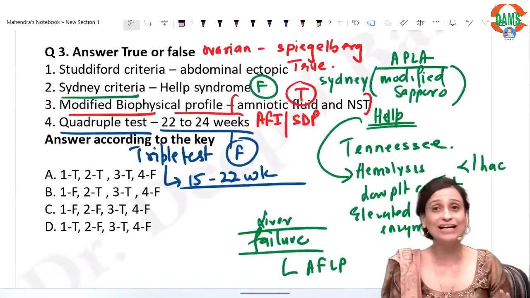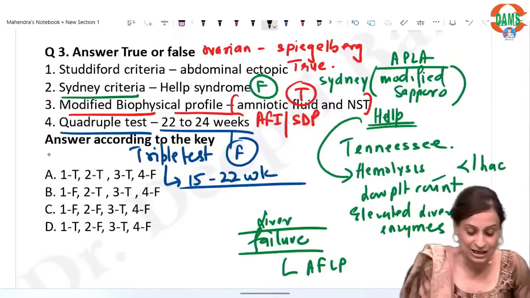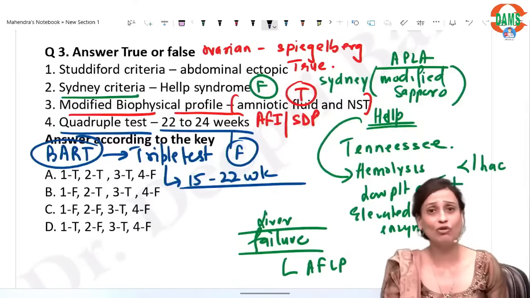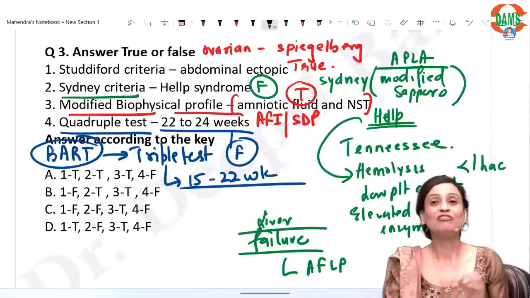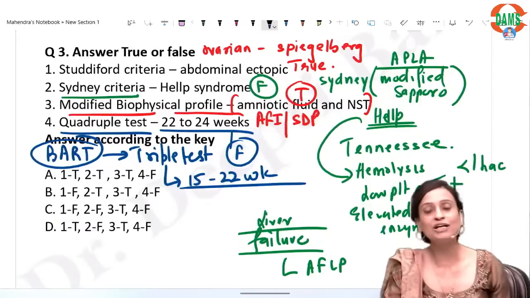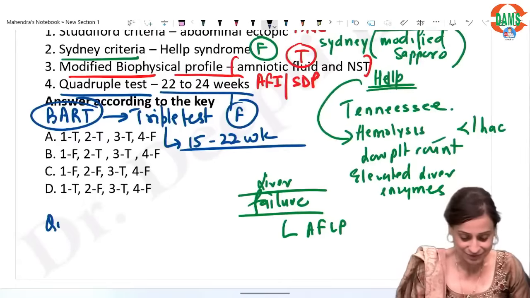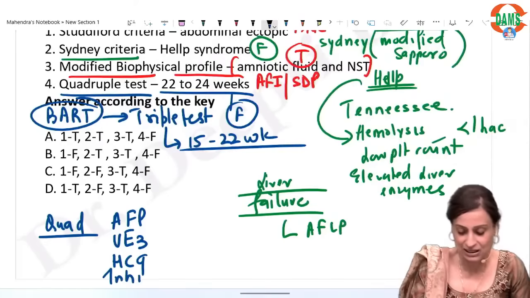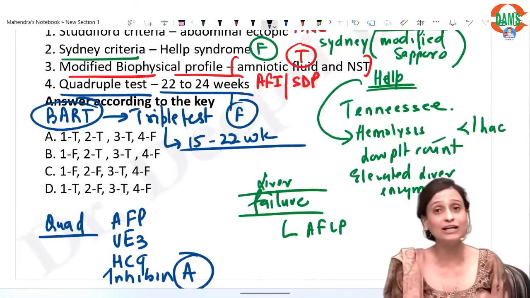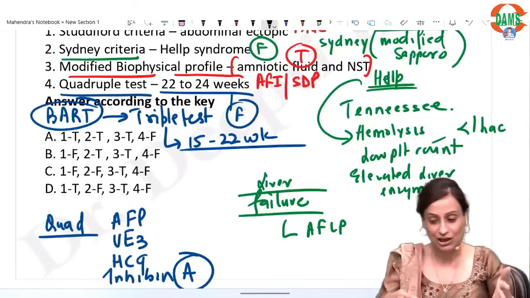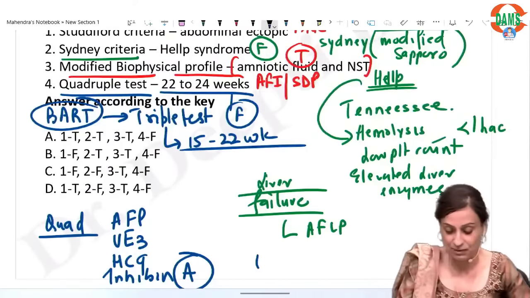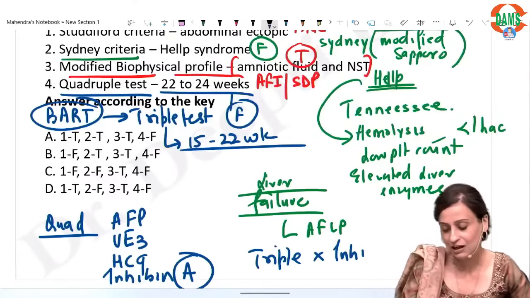Who is going to tell me quickly the other name for triple test? Okay, remember BART, B-A-R-T, is nothing but another name for triple test. Who is going to tell me which component of quad is not included in triple test? So if we look at quad, it has alpha fetoprotein, UE3, HCG and inhibin A. Remember, it's inhibin A, not inhibin B, right? So these four come in quad, which is not included? Yes. So in triple test, inhibin A is not included.